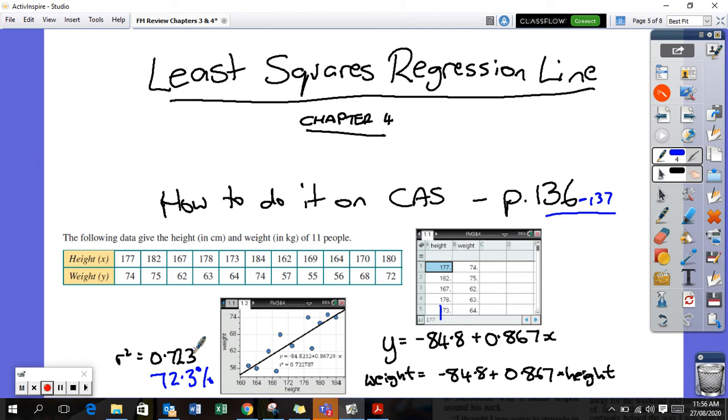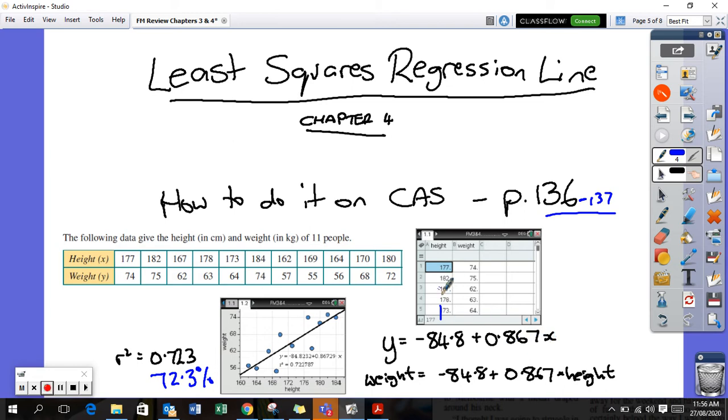It asks you in the question to do it to 3 significant figures, so 1, 2, 3 significant figures. The 0 is not significant. And we get this regression line. Once again, 3 significant figures. So y equals minus 84.8 plus 0.867x.